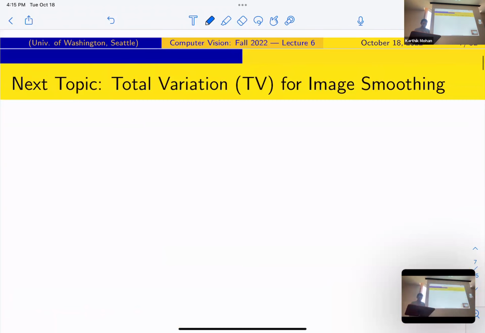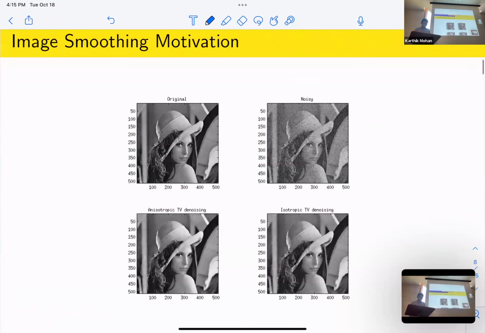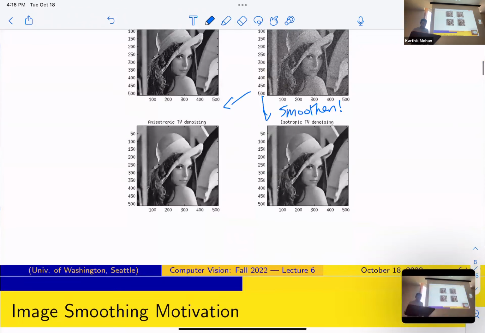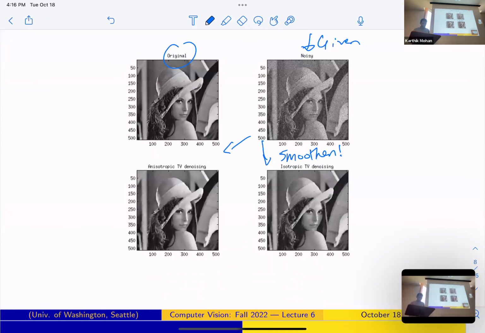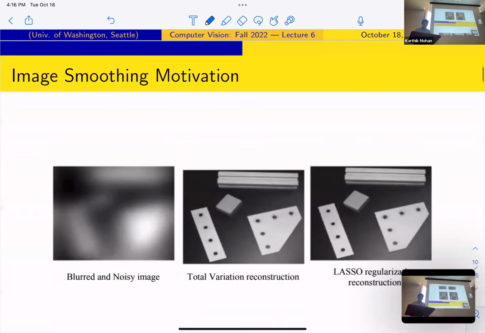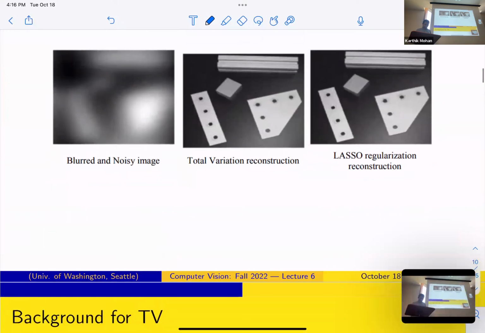So last class, we looked at total variation for image smoothing. This is the motivating picture. You have your original image, but you're given this noisy version, and then you want to smoothen it. Hopefully you worked on this in assignment 2, and you got an experience of how the algorithm is able to smooth things. There's many other examples you can think of, right? And you can also think of combinations of things.